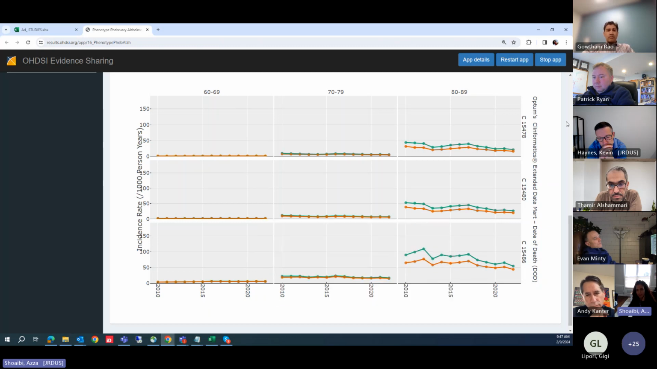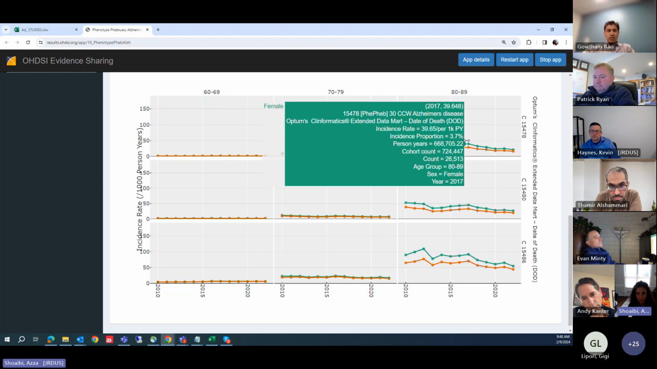There are multiple things that you can look at, but for now, I'm really just interested in how these different algorithms led to what incidence rate and if it varies. So I can look at people 80 to 89 because they're just the population of interest for now. And I can pick 1 year. So let's pick 2017. And let's pick men.